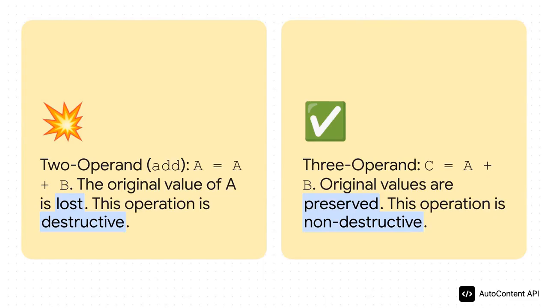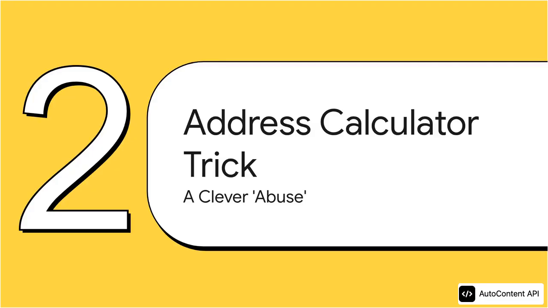The result of the addition gets stored back into A, which means the original value of A is just gone. It's destroyed. Now, this is a huge pain if you still need that original A for something else. What we really, really want is the version on the right, the three-operand version, C equals A plus B, where our original numbers, A and B, are kept perfectly safe. So how do compilers pull off that clean, non-destructive addition?